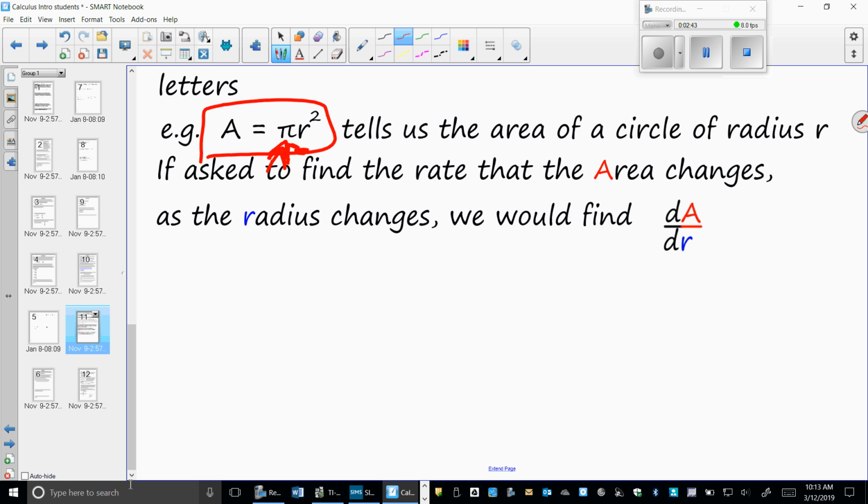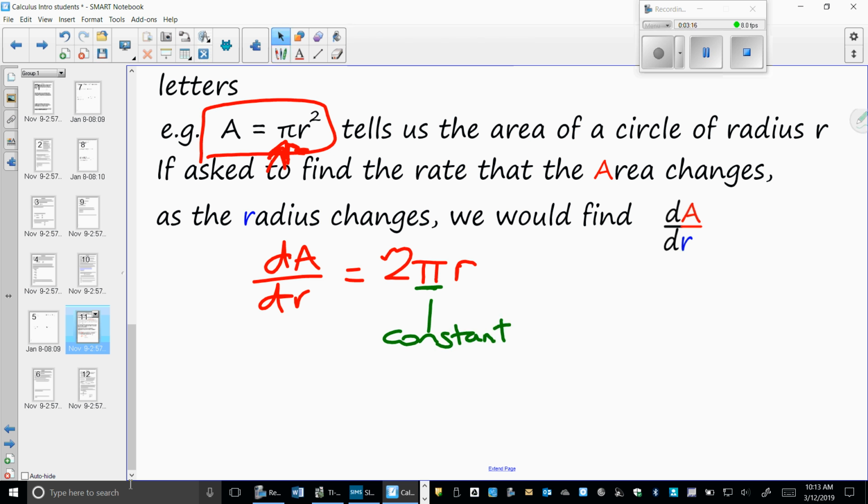Well, I'm going to ask you first, what's special about pi? Does it change? No. So essentially that's like having a number there, yes? So dA/dr is pi times 2r. Yes, secretly we'd normally put the numbers first, so it would be 2 pi r. Easy peasy. The power comes in front, take one off the power. And as I said, the pi, because that's a constant, just stays there within our writing. You should also recognize that.